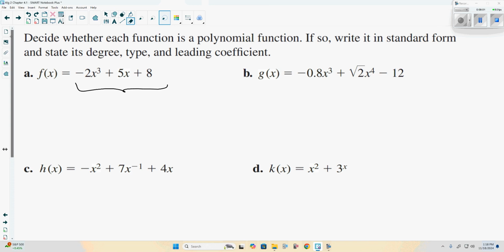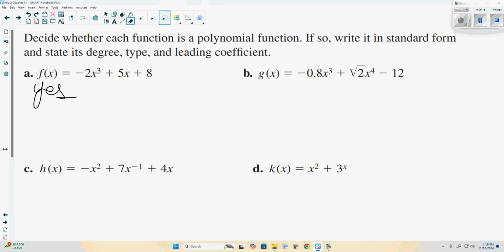Is a variable in the bottom of a fraction. So is it a polynomial function? Yes. Because if any of those are true, then it's not going to be a polynomial function. Since all of those are true, it is.